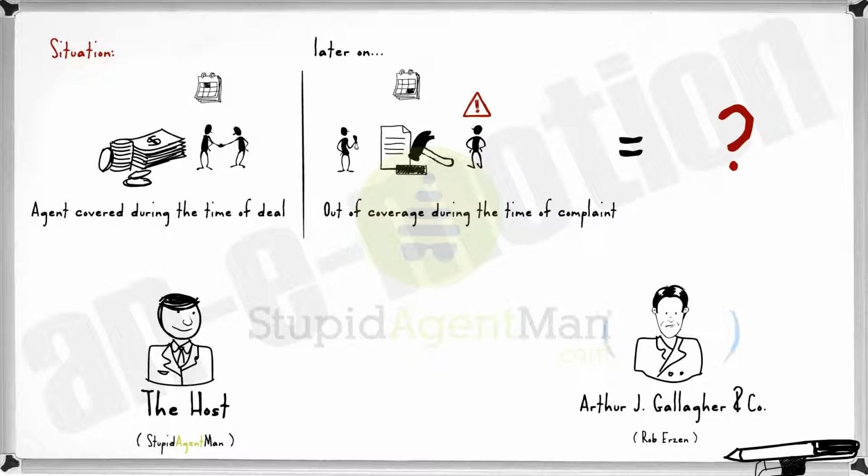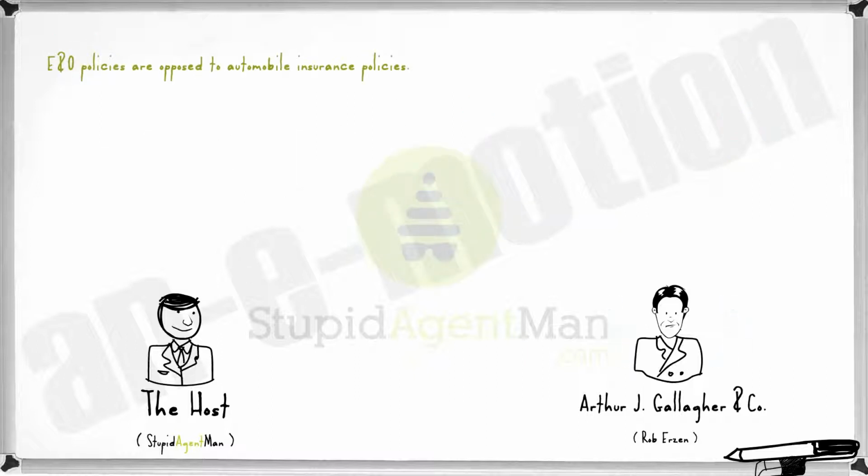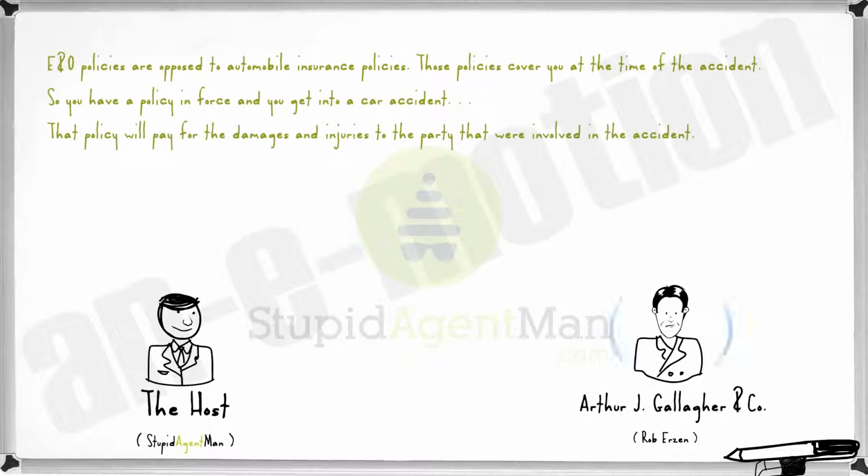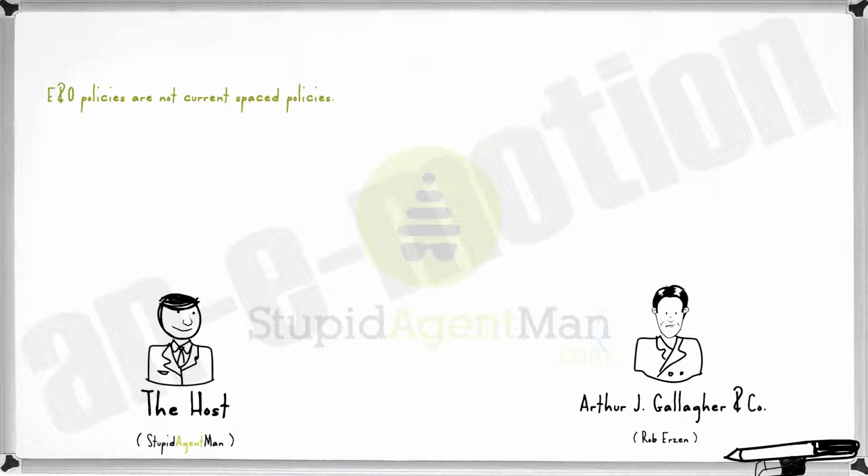No, that's a great question. E&O policies, as opposed to, say, I'll use the example of an automobile insurance policy, those policies cover you at the time of the accident. So if you have a policy in force and you get into a car accident, that policy will pay for the damages and any injuries to any of the parties that were involved in the accident. E&O policies are not occurrence-based policies. They actually respond when the claim comes in.